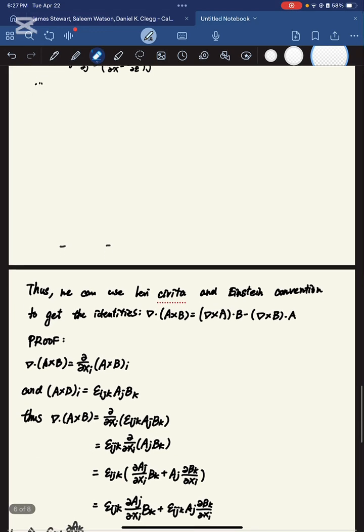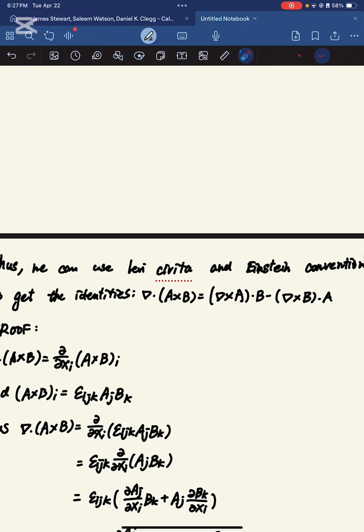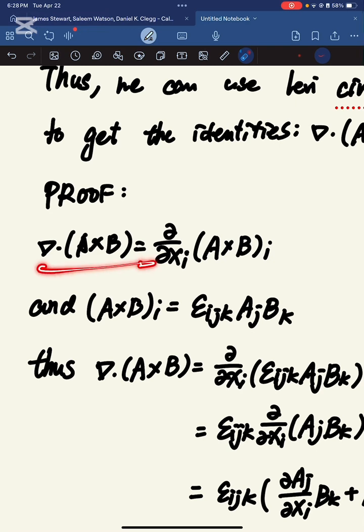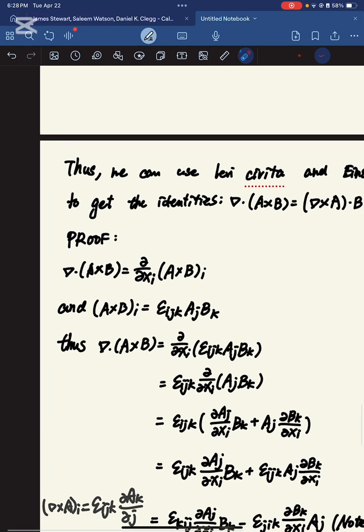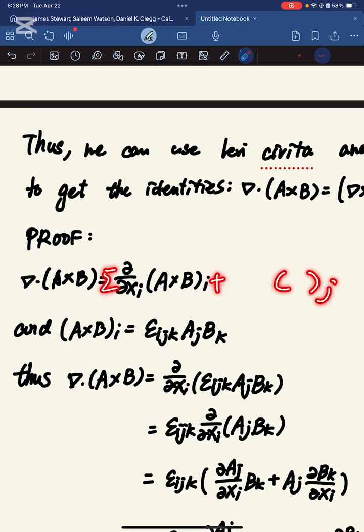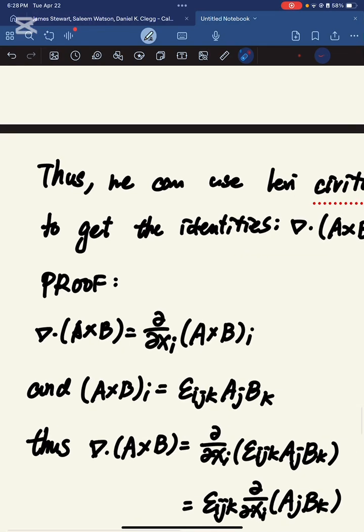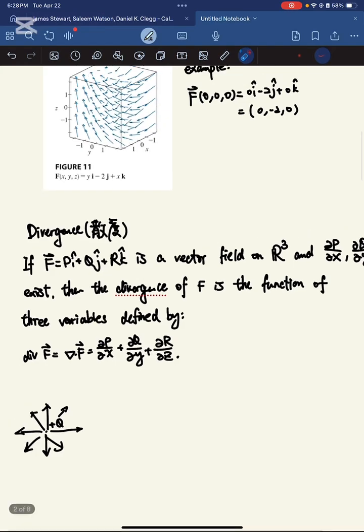So we can use Levi-Civita and Einstein summation convention to get the identities. Proof. The first thing is by the definition, we can use Einstein summation and the definition of divergence. This i and this i makes the summation, right? And the summation means we can add up over j and partial xj. So this is the definition of divergence, like we do here. The divergence adds up the divergence of x, y, and z.